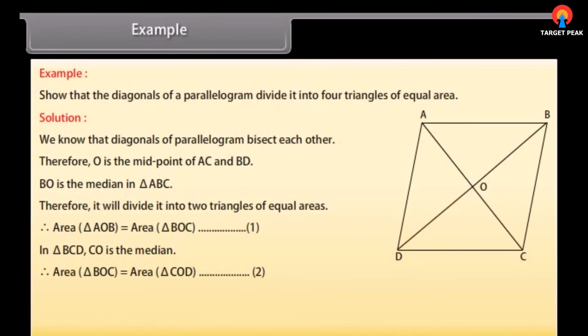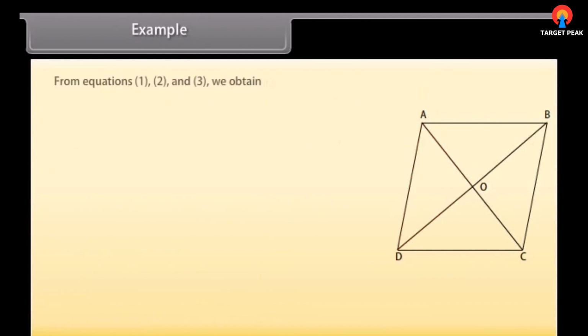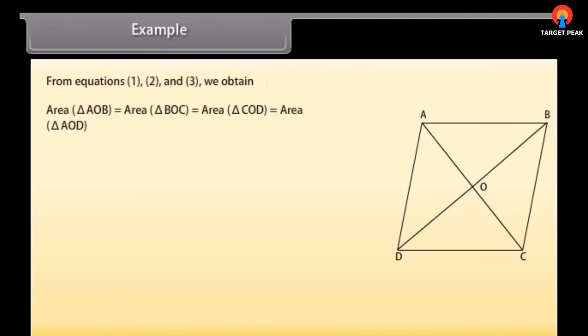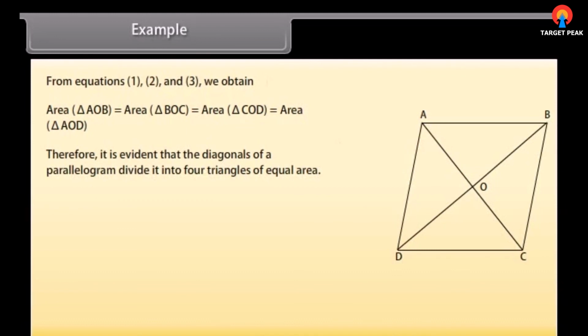Mark it as 2. Similarly, area of triangle COD is equal to area of triangle AOD. Mark it as 3. From equations 1, 2, and 3, we obtain area of triangle AOB is equal to area of triangle BOC, which equals area of triangle COD, which is equal to area of triangle AOD. Therefore, it is evident that the diagonals of a parallelogram divide it into 4 triangles of equal area.